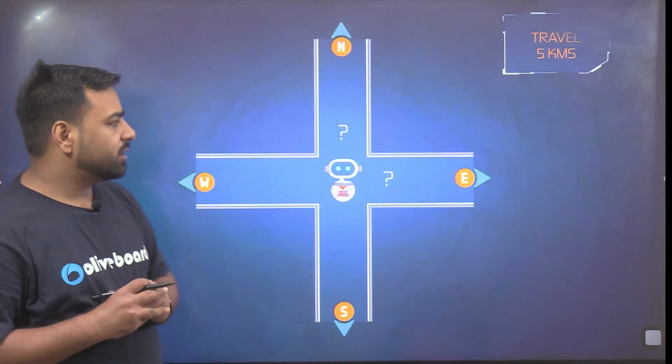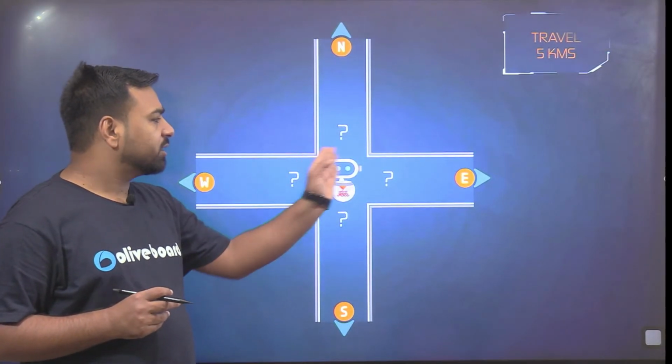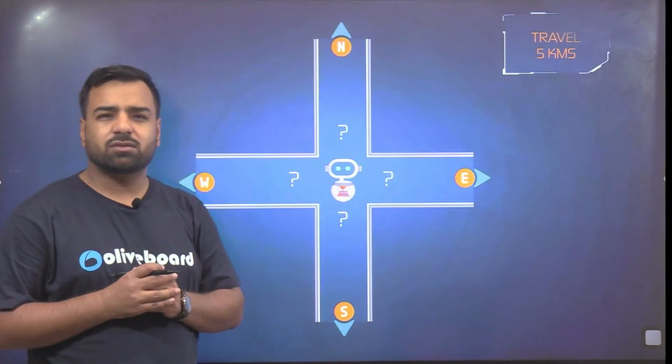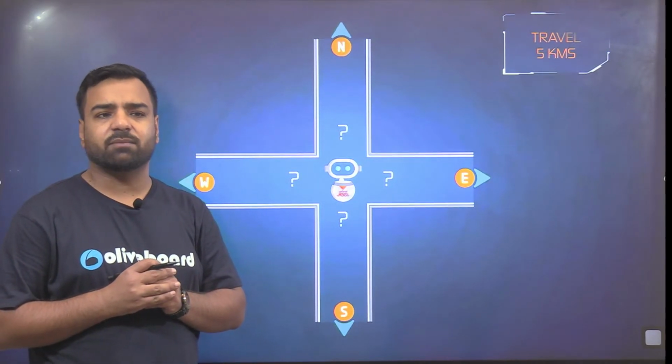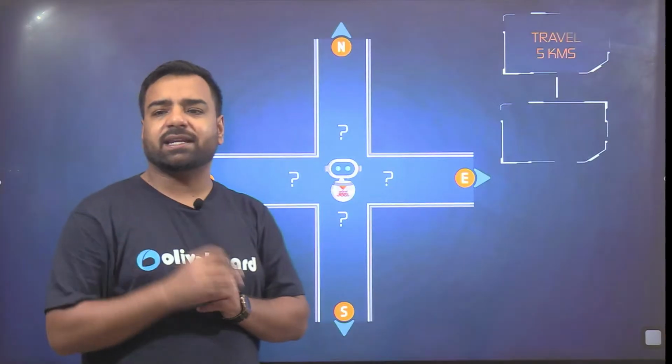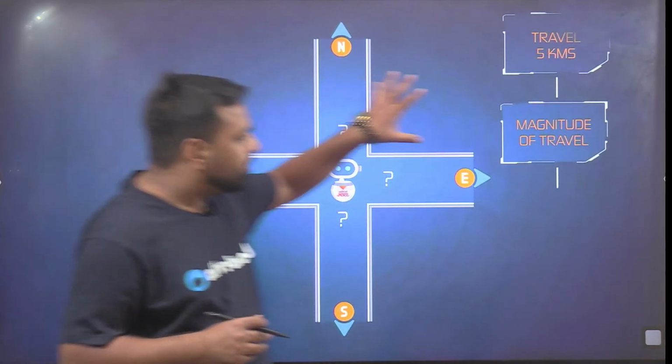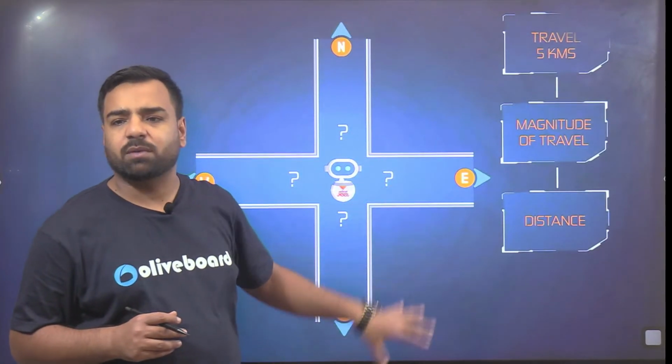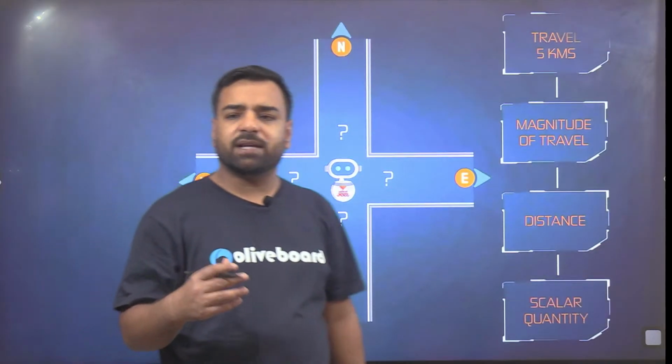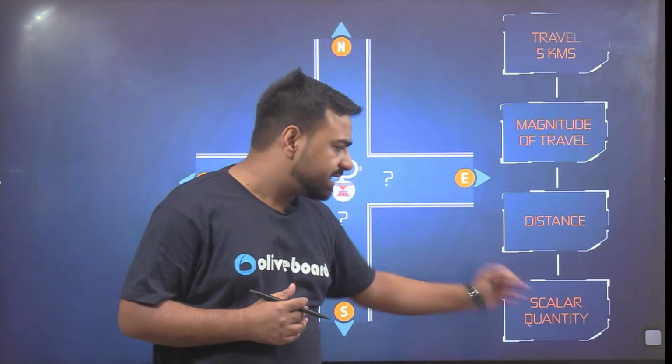Now you will be in doubt. 5 kilometers where? North, east, west or south? So you cannot travel at that time because you need the specific direction as well. Only the magnitude will not solve the problem here. So if I talk about just magnitude, distance was its example, which is a scalar quantity.